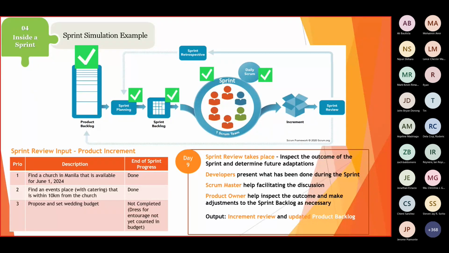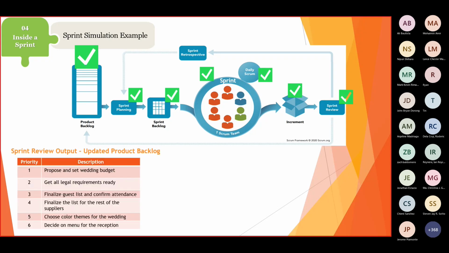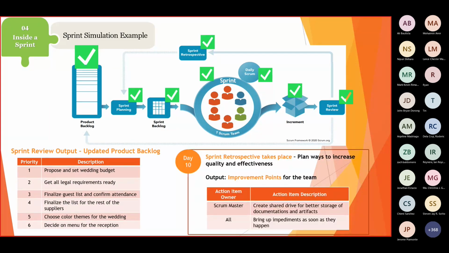Okay, so let's proceed to day 10. So we already have the increment, we have the sprint review being done. So this is now our updated product backlog. Since the first one wasn't done, which is this one, based on the previous slide that we had, it was put back in the product backlog, and then the product owner determined that it has the top priority. So that's why we put it here on the top.